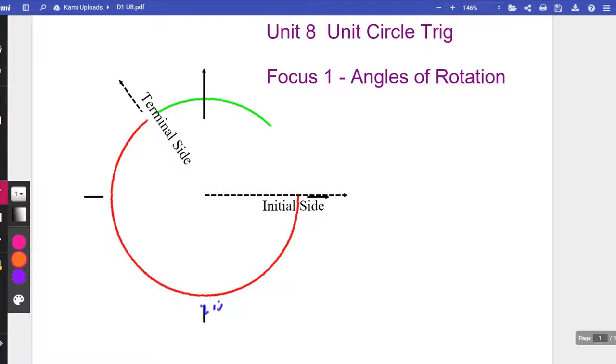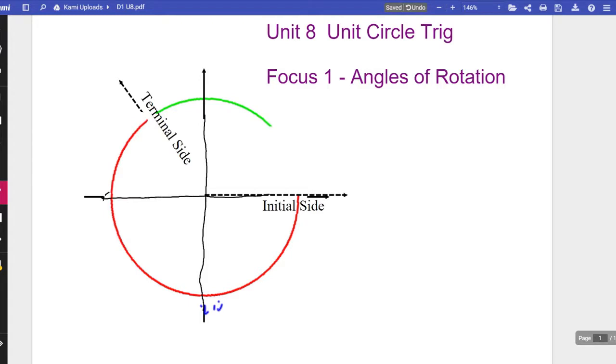This is the intro to angles of rotation, which is basically circle trigonometry, which could sound kind of weird because trigonometry is the measurement of triangles. What does it have to do with circles? Anyway, we'll get there. So these are angles of rotation, and some lines got cut off, so I'm just going to redraw them.